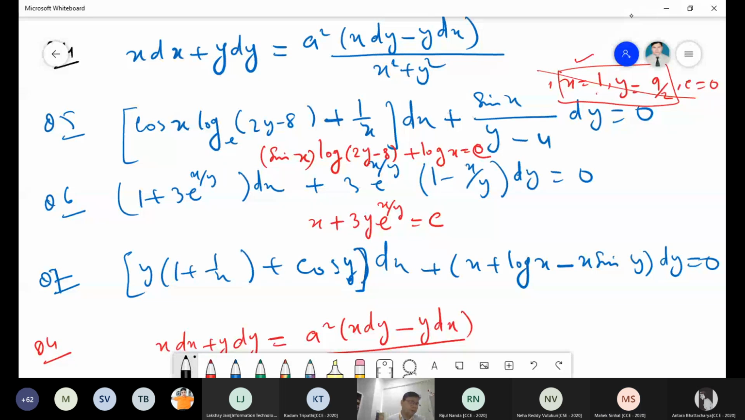Okay, question number 7. y into 1 plus 1 by x cos y plus dx. Antara, can you give me the answer, please? Question number 7. I couldn't solve question number 7. Okay, who has solved this question? Neha solved. Neha, okay. Shubham, Mahak Singh. Mahak, please tell me the answer.